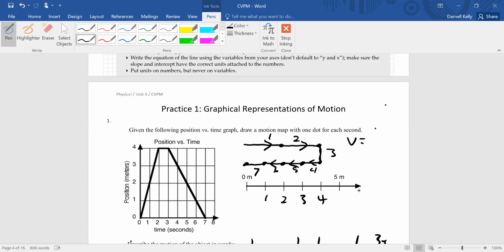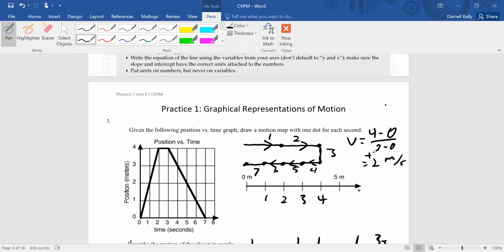Okay, so now we have 4 minus 0 over 2 minus 0. And that's positive 2 meters per second. What direction is it going? Up. East or west? Well, forward and up at the same time. No. One direction. East or west? East. It is going east because we know that positive numbers represent the easterly direction.